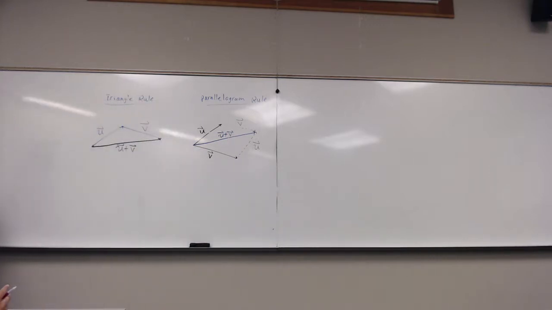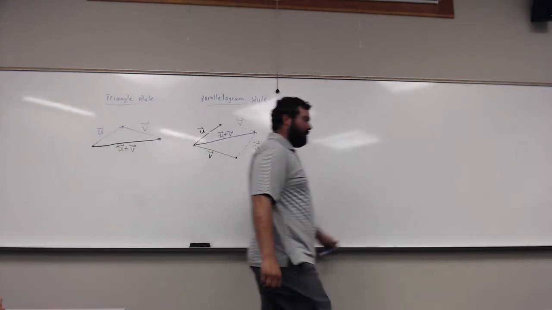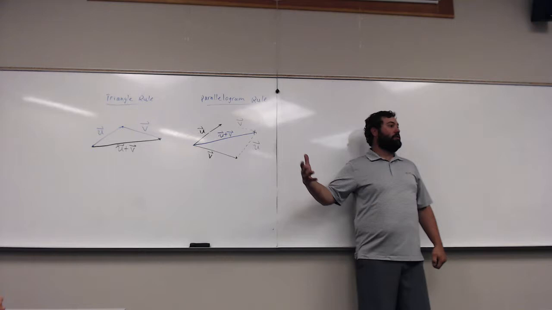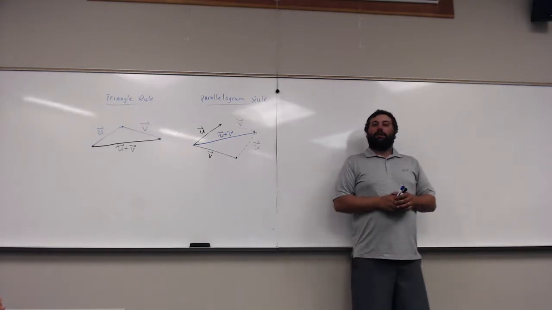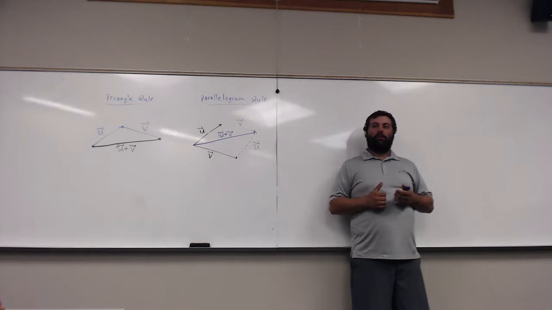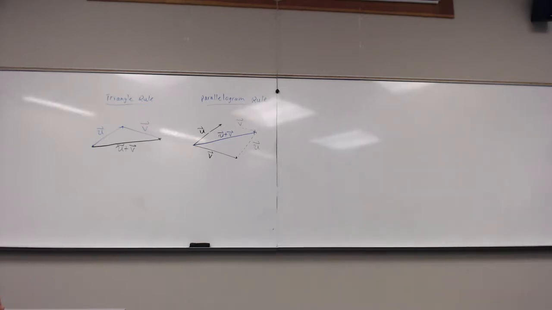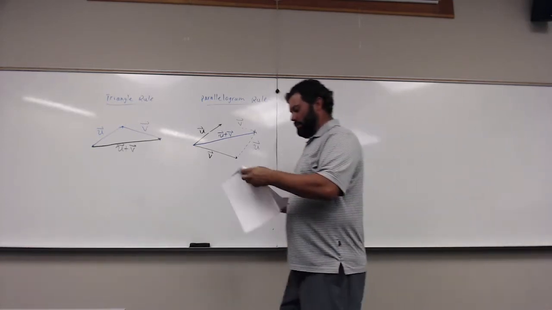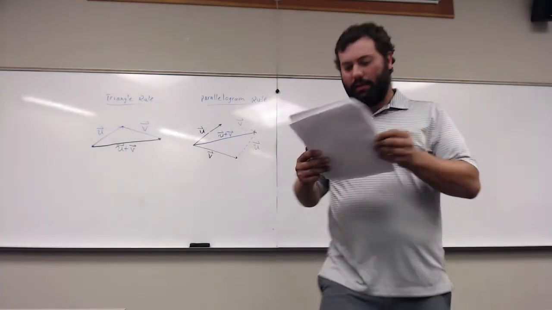So we talked about the geometric concept of adding vectors with either the triangle rule or the parallelogram rule. And then at the end of class, we started talking about the components of vectors. Given the components of two vectors, you can also add them together by adding components. So we're going to get to that today. Let me remind everybody where we left off.